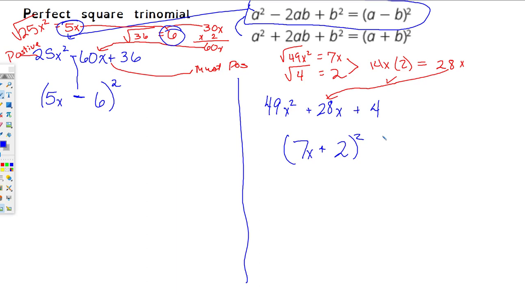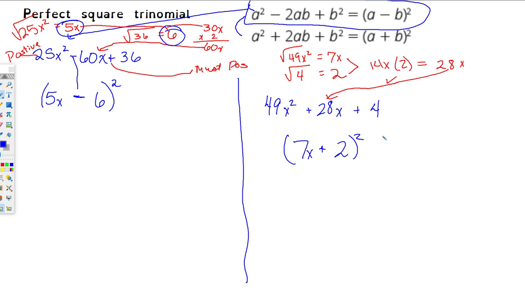So that's an example of the second one. Nothing different, just the sign's different in the center. So how are they both the same? How would they both be the same answer if one's positive and one's negative? The middle sign is what's different.